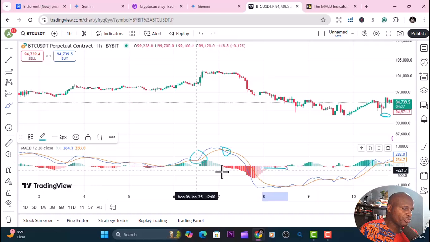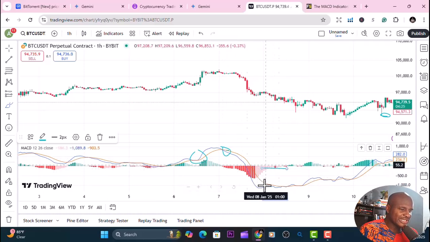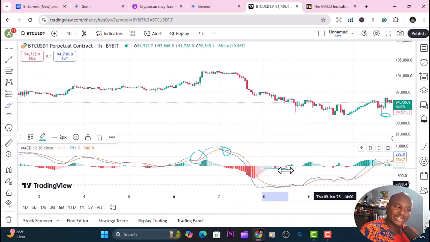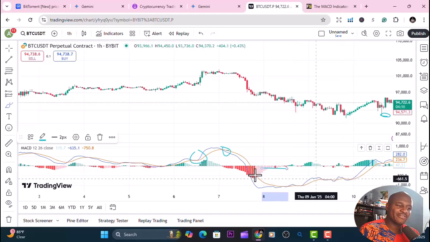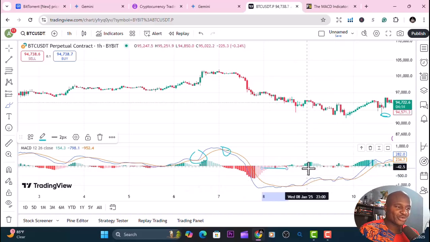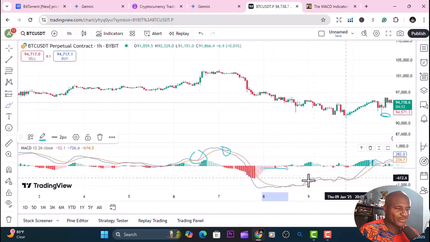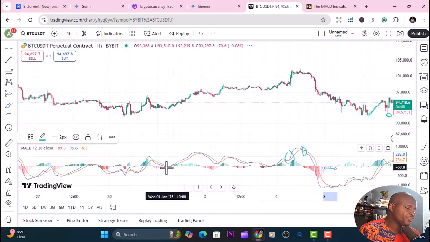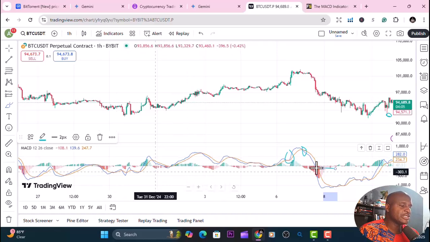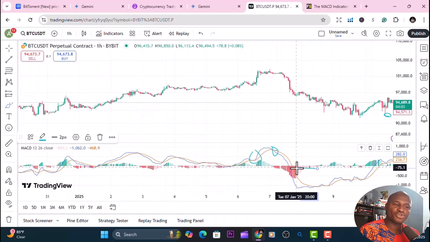And also, when the signal line and the MACD line are below the histogram, you should know that we have a bearish market, and you should be careful about your longing because it might take you down. You can see that we've played around here for a long time. But all in all, you should understand that this indicator will help you to see the trend and also potentially help you to enter the market before actions are taken.